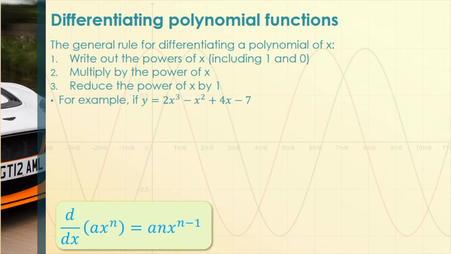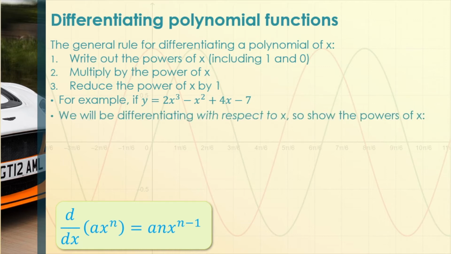Let's have a look at an example here. If we have a function here, y is equal to 2x cubed minus x squared plus 4x minus 7. We're going to be differentiating with respect to x, which is what you might see in some questions. So we're going to be reducing the powers of x. So firstly, we do step 1, which is to show the powers of x. Writing this out has been highlighted in red. So now y is 2 times x cubed minus 1 times x squared plus 4 times x to the power of 1 minus 7 times x to the power of 0.